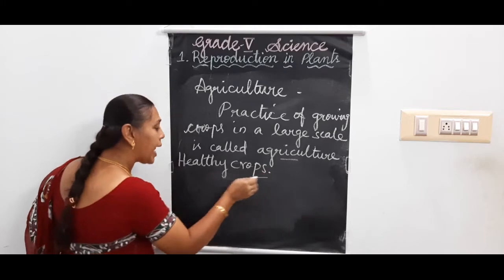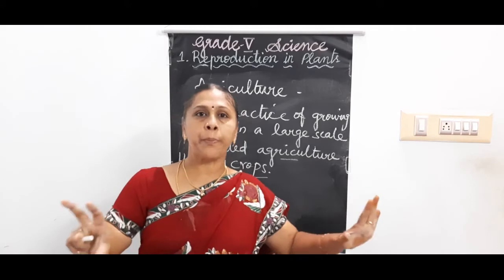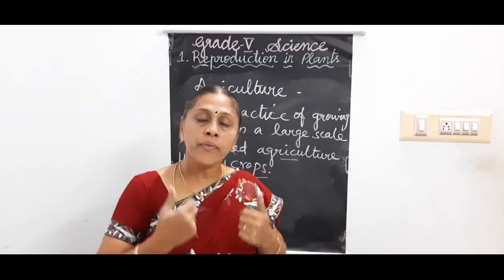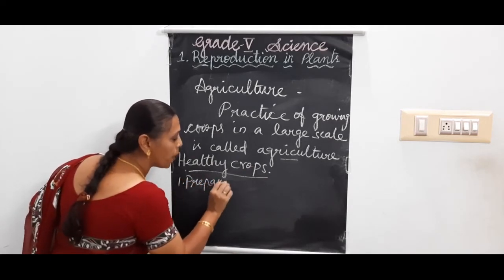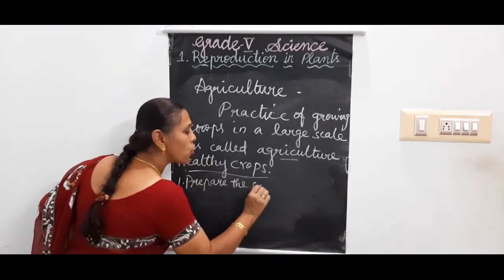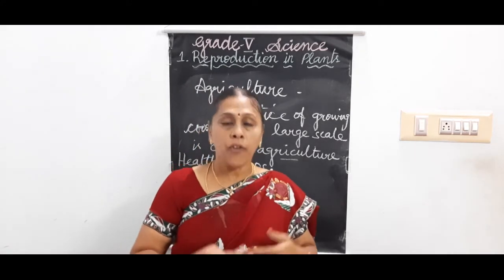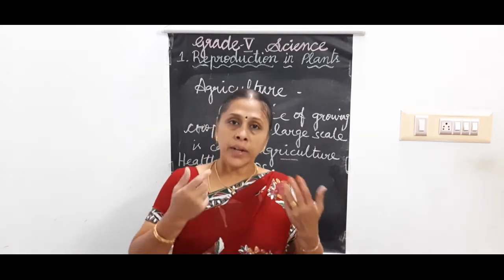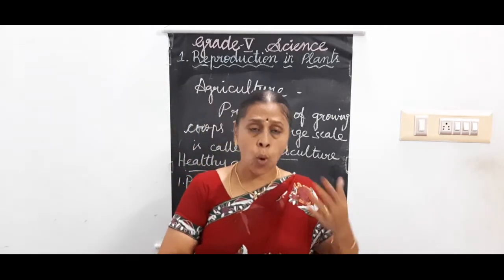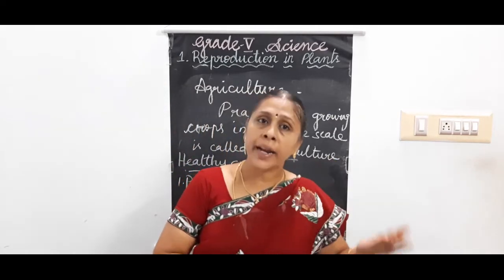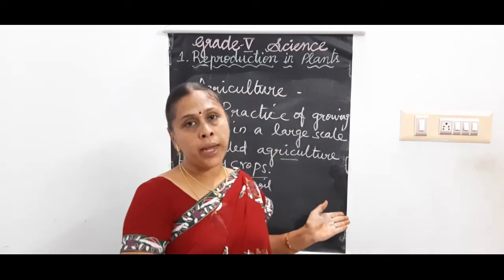So, how can healthy crops be produced? Whatever we do, it must be the best, is it not? To get the best quality, what do we have to do? First, we have to prepare the soil through ploughing. So, preparation of soil is very important. Before growing the crops, the soil must get ready for the plants to grow. For that, we have to plough the soil and supply nutrients. We have to water the plant, like that. We have to do some preparatory work before growing the crops. That is called the methods of growing healthy crops.